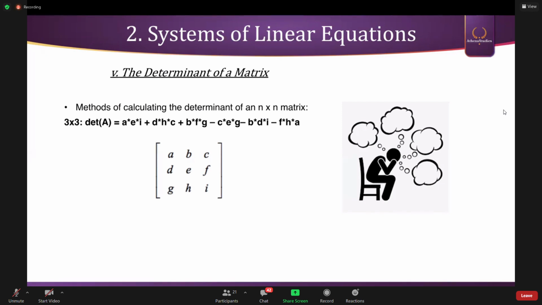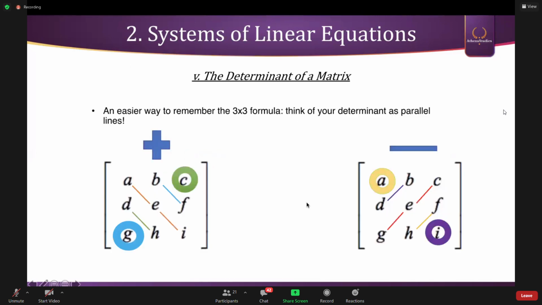I'm going to give you another version of how we can remember this formula for a 3 by 3 determinant. And it's your choice, whether you would like to remember the formula as it is or try to understand the algorithm I'm going to explain. It's not going to take long, but I do need you to pay a little bit more attention because I wish not to lose you.